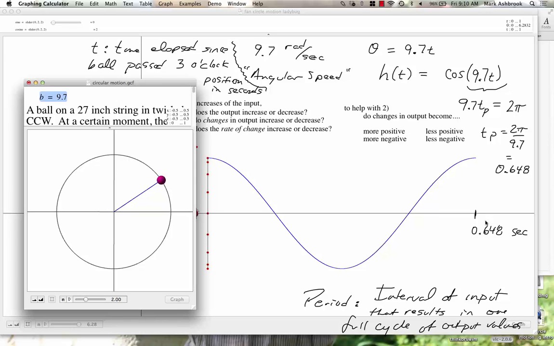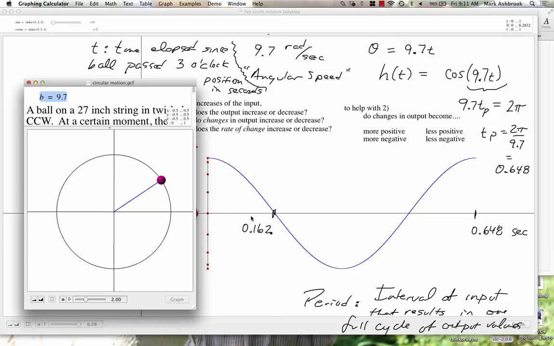So we could divide by 2, we could divide by 4. There are different ways to do it. We'll just start by dividing by 4. What is 0.648 divided by 4, or whatever number you got up here divided by 4? 0.162. That's our first quarter period. And in this case, that's when that horizontal distance reaches 0. Where's the ball right now? Top of the circle. Horizontal distance is 0.